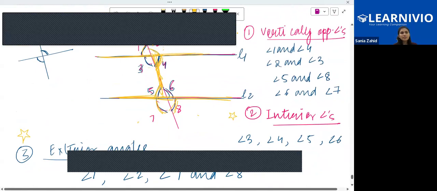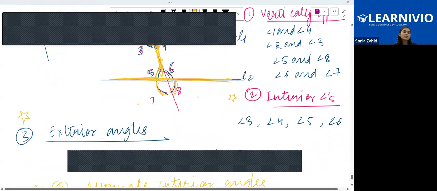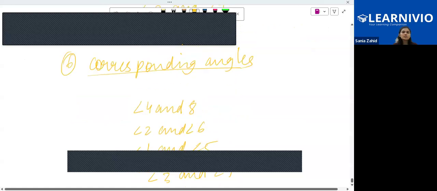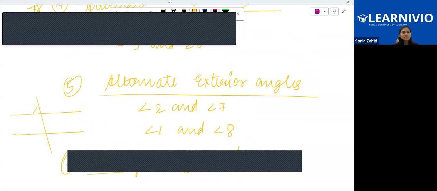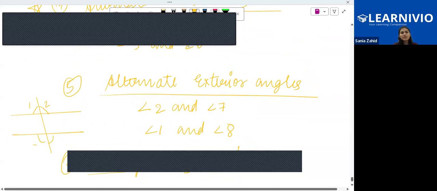Ma'am, if two angles are given to you, first you have to check. I didn't understand alternate exterior angles. See, for alternate exterior angles, you have two lines, then you have a transversal. Now, when you form a Z, what are the exterior angles? These are all the exterior angles: 1, 2, this one was 7 and this one was 8, right? Let's forget the interior angles for now.